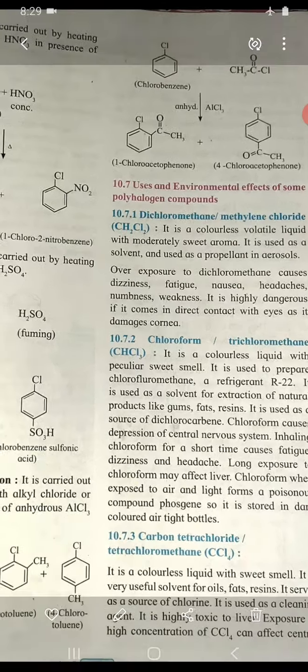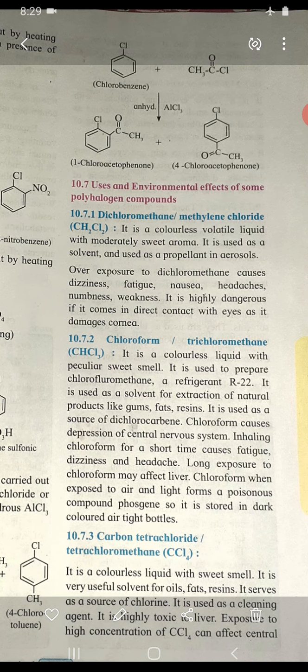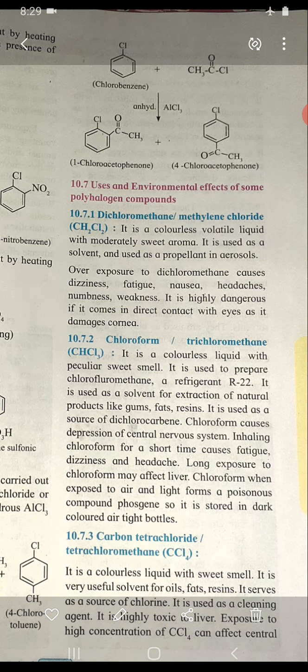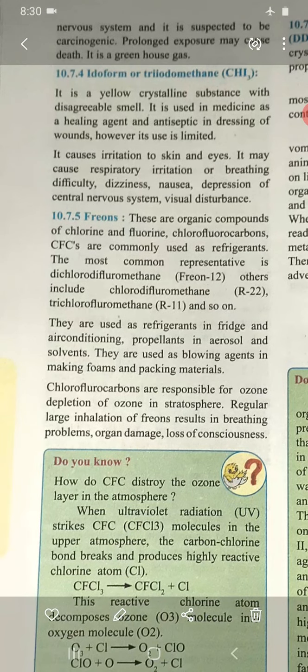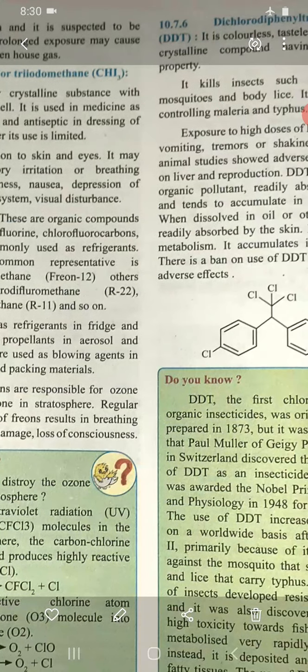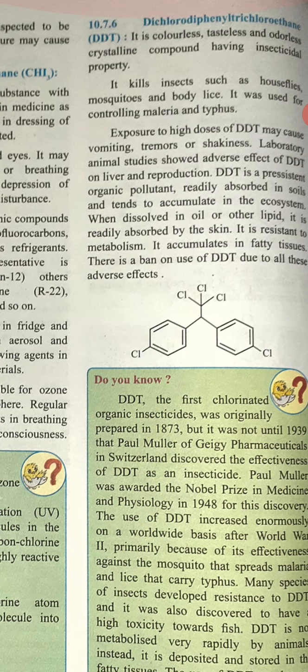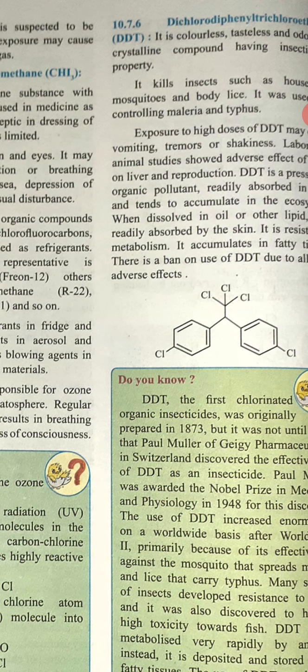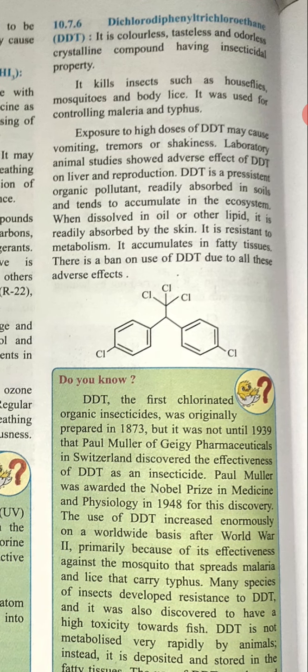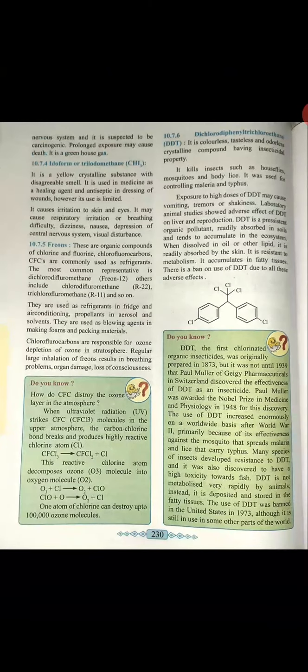Now here some uses and environmental effects are given for the compounds. First one is dichloromethane, second one is chloroform, third one is carbon tetrachloride, next one is iodoform, triiodomethane, fifth one is freon, and sixth one is DDT, dichlorodiphenyltrichloroethane. This is known as DDT, and these uses and environmental effects are very important.